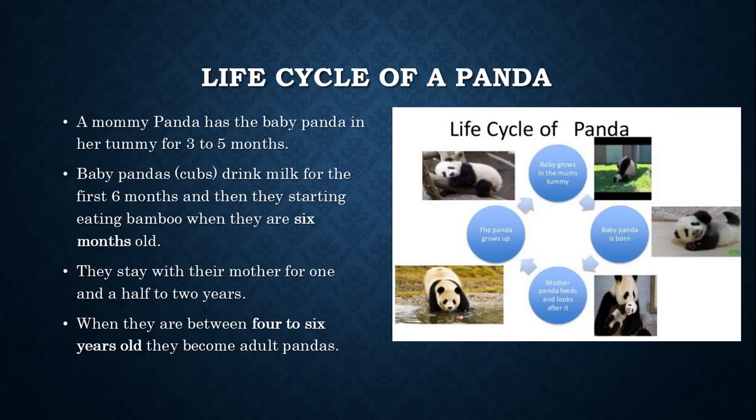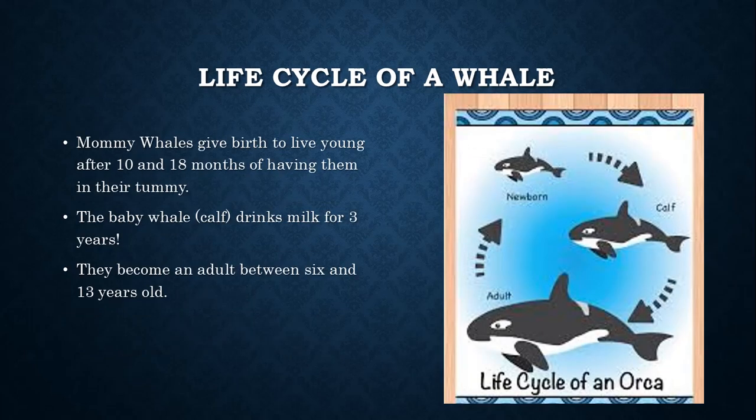They stay with their moms for between 1.5 to 2 years. So by 2 years old, they normally leave their moms, but they don't become fully grown adults until they are between 4 and 6 years old. And then when they're between 4 and 6 years old, that's when they can have babies of their own. So that is the life cycle of a panda.